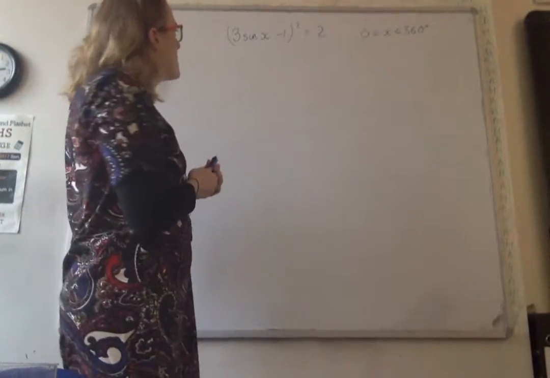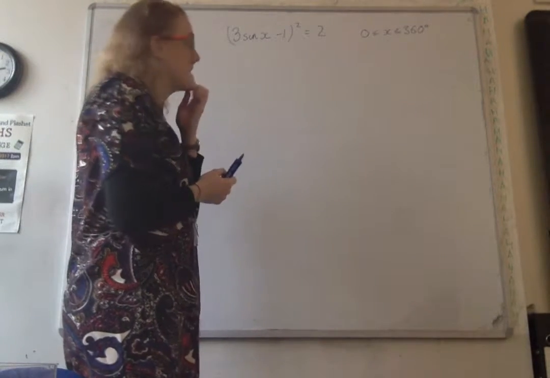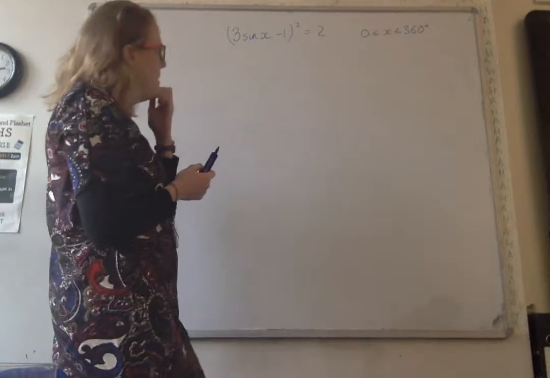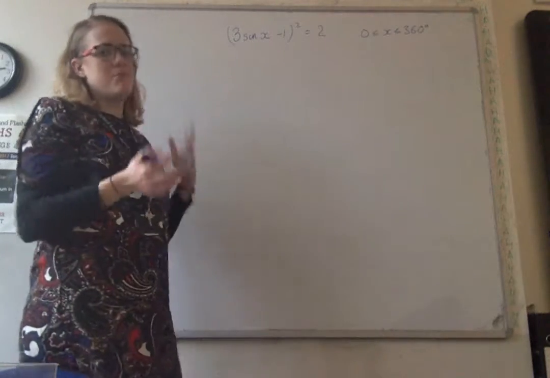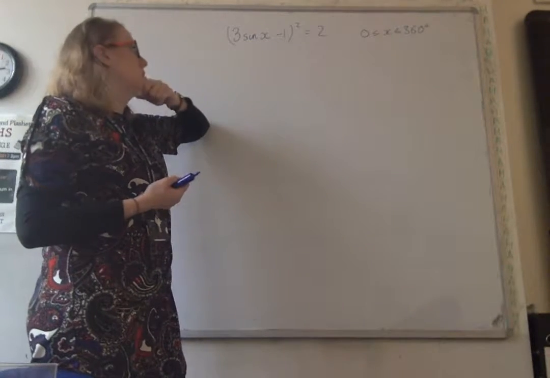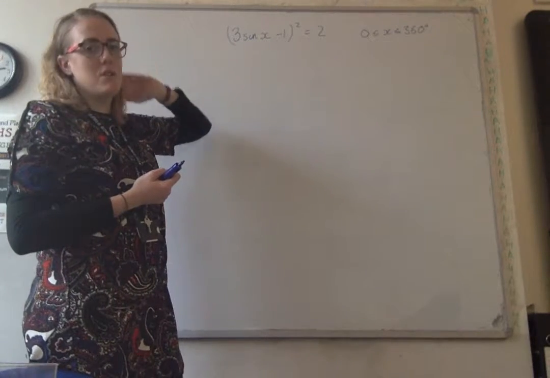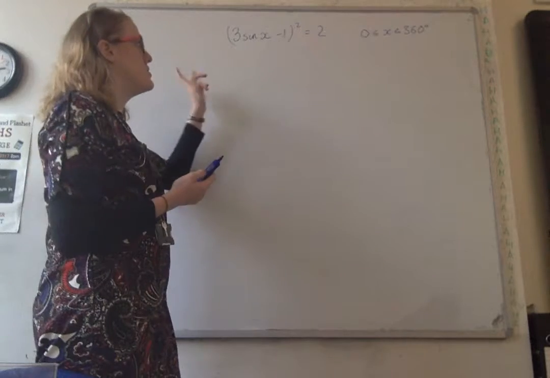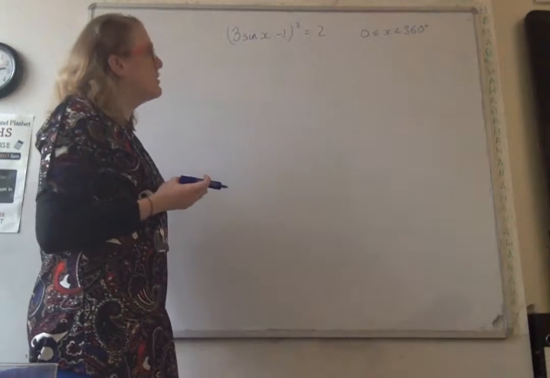Okay, so I'm going to talk about this question from the skills section. In the first part of the question, it asks you to prove that an equation can be written like this: 3 sine x minus 1, all squared, is equal to 2. And the second part of the question asks us to use this to solve it.